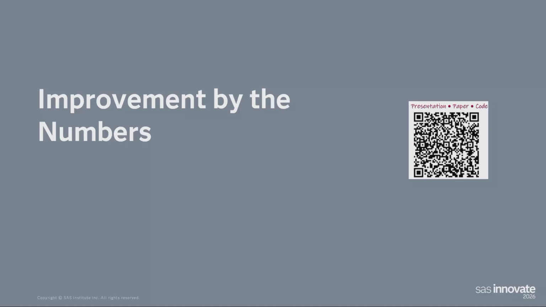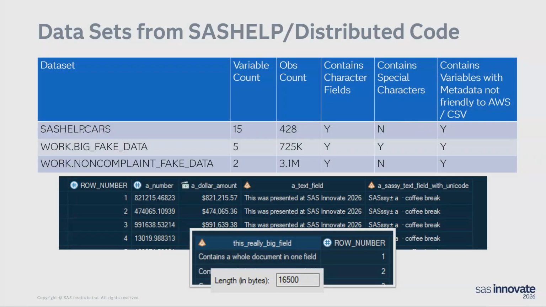Here are the attributes of those data sets. The first one we're all likely familiar with, SAS help cars. It contains information about vehicles, including things like make, model, and MSRP. It's a small data set of about 428 observations with 15 variables.